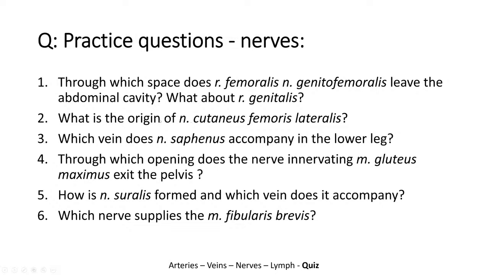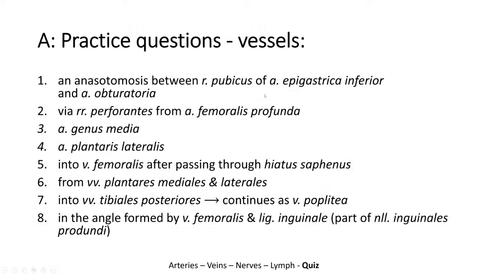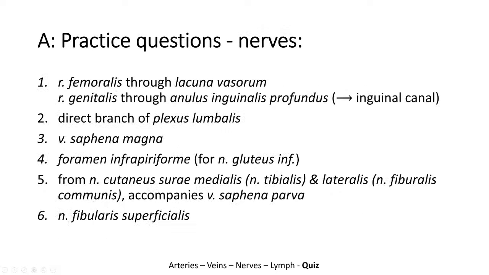So first one, through which space does ramus femoralis, the femoral branch of the genitofemoral nerve, leave the abdominal cavity, and what about the other branch, the genital branch? The femoral branch leads through lacuna vasorum, together with the vessels, and the genital branch will leave through the deep inguinal ring and pass through the inguinal canal, canalis inguinalis.